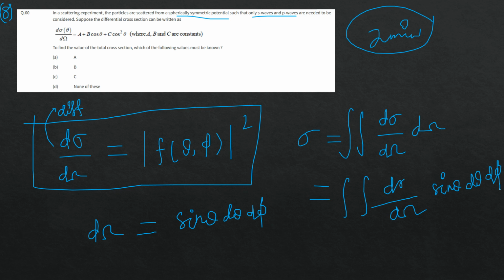Alright, sine theta dθ dφ. Now what? Limit for phi is 0 to 2π always, and for theta the limit is 0 to π. Below it also, if you are confused, you can write this one is phi, this one is theta. Don't write it in the exam, you'll be able to solve it anyway. dσ/dΩ is given, right? So let's just put it there.